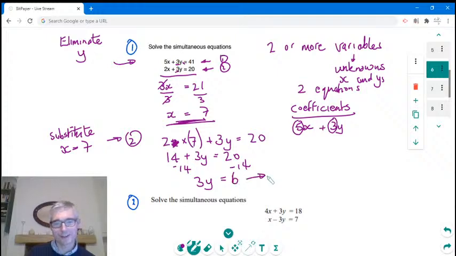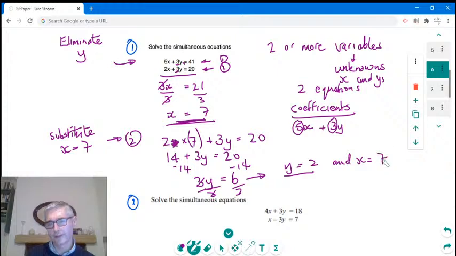And if I now divide both sides by 3, the 3's cancel, and I end up with y is equal to 2. So there are my two answers, y equals 2 and x equals 7. So that's the first one completed.